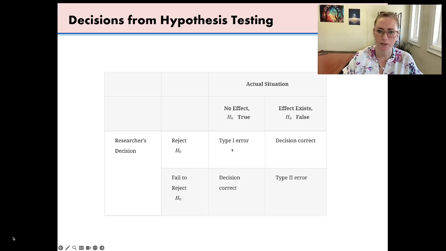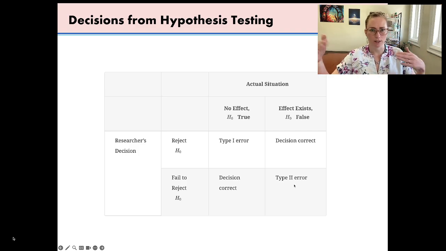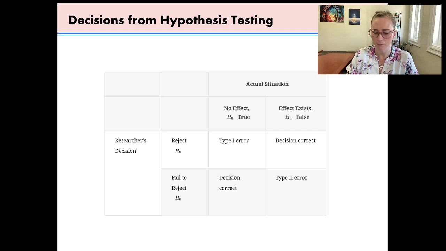So this just sums it up in a table format, if table format is what you like, right? The actual situation: there was no effect, but I rejected the null, type 1 error. The effect exists, but I failed to reject, type 2 error, right? So if you want to work it out this way, to determine when you make that error in hypothesis testing.